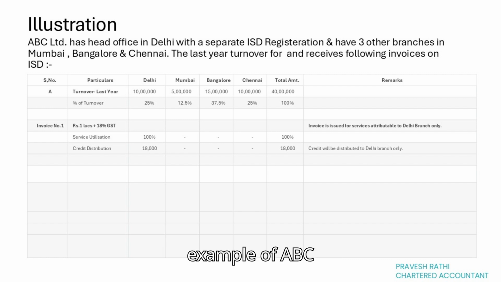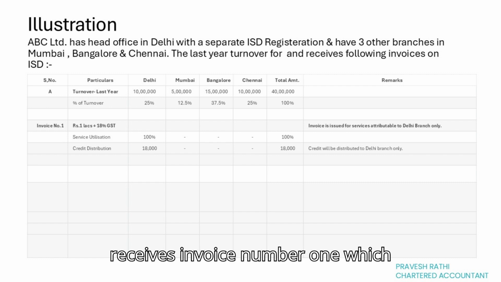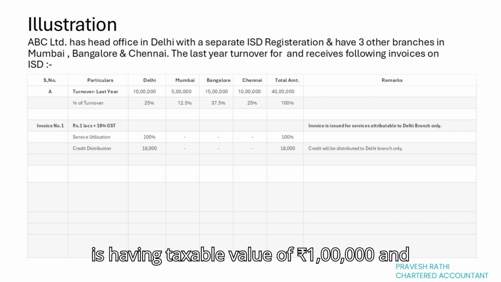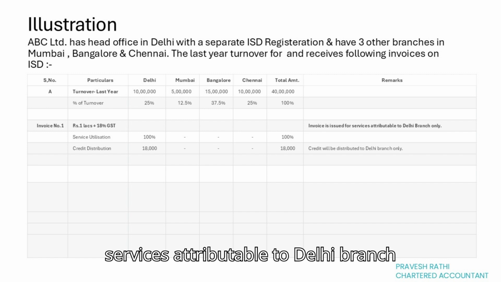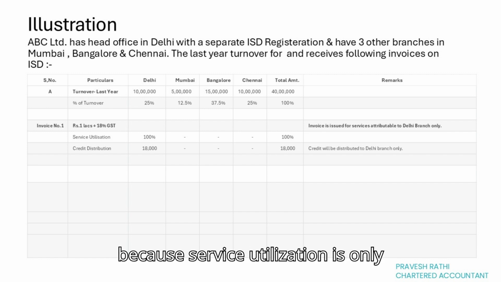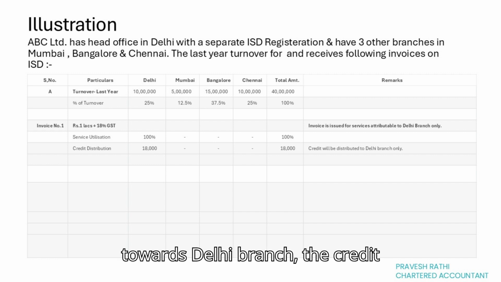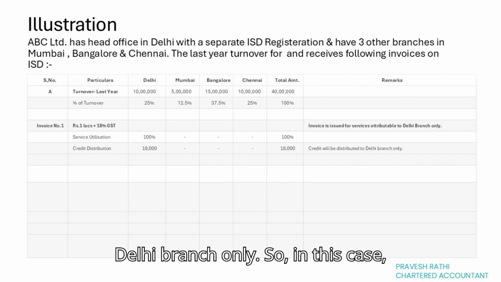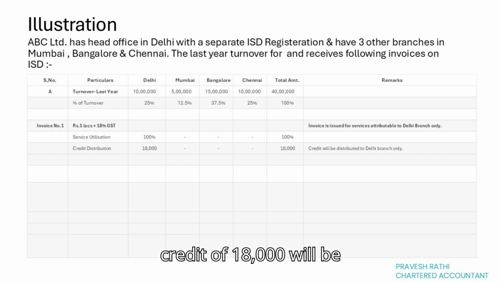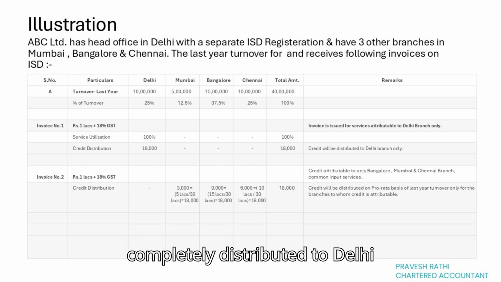So let's take an example of ABC Limited ISD registration receiving invoice number 1, which is having taxable value of 1 lakh rupees and 18% GST. The invoice is issued for services attributable to Delhi branch only. Because service utilization is only towards Delhi branch, the credit needs to be distributed only to the Delhi branch. So in this case, credit of 18,000 will be completely distributed to Delhi branch of ABC Limited.